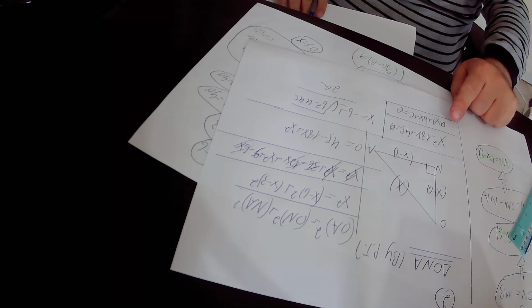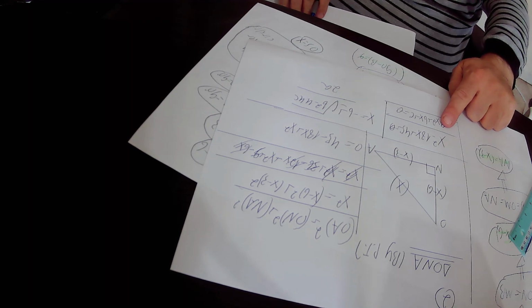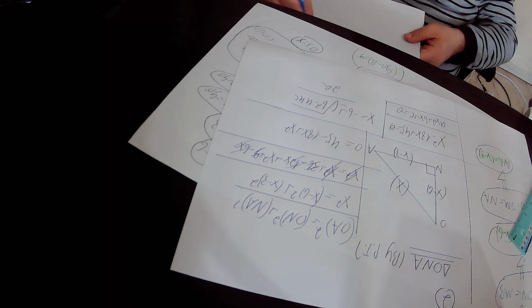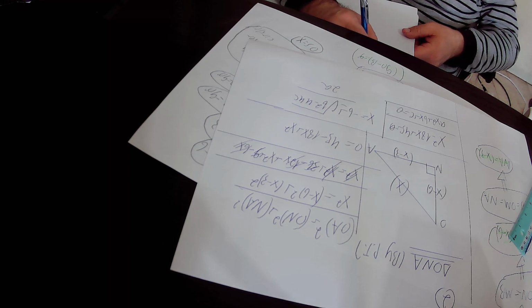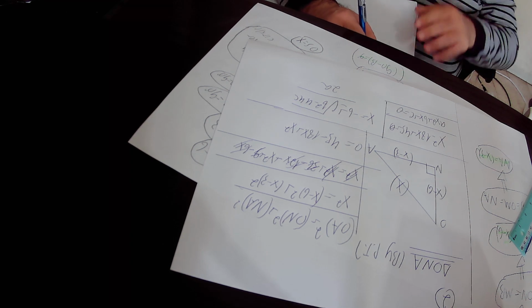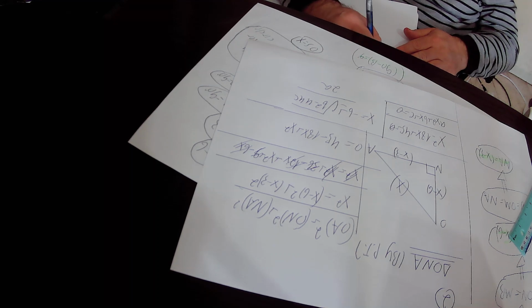In our specific quadratic equation, x squared minus 18x plus 45 equals 0, the coefficient a equals 1, the coefficient b equals minus 18, and the coefficient c equals 45.